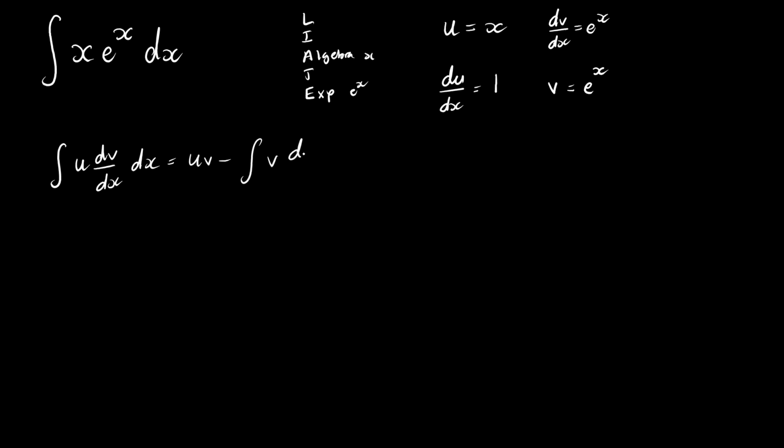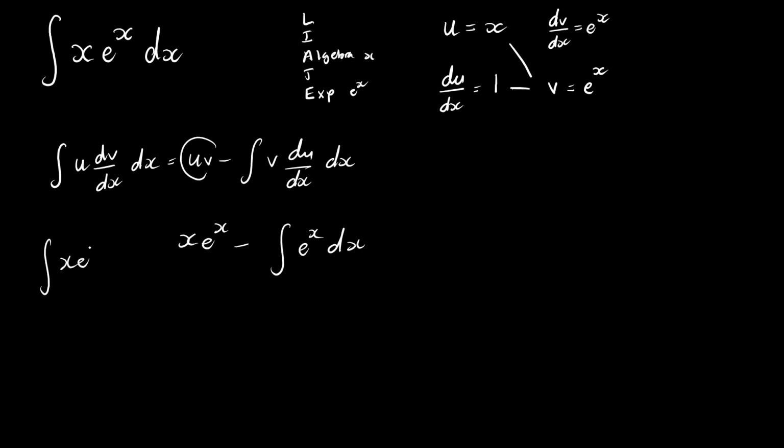So that's the integration by parts formula. The way I remember it is we've got u times v, so that's x e to the x, minus the integral of v times du, and that's the same thing as the integral of x e to the x dx. Remember to put your dx's in there, because sometimes the examiners will take marks off for that.